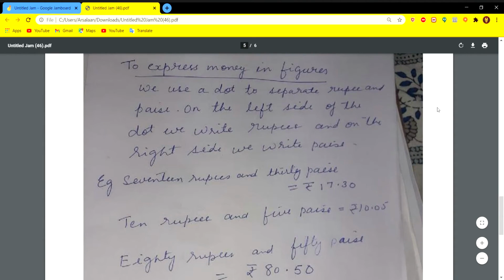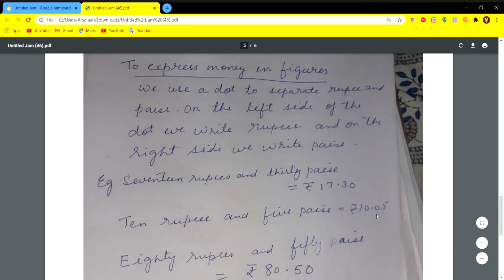If we have to express money in figures, how will we write it? We use a dot to separate rupees and paise. On the left side of the dot we write rupees, and on the right side we write paise. For example, 17 rupees and 30 paise. So we will write the symbol of rupees, then 17, put a dot, and after the dot we write 30. It will be 17.30.